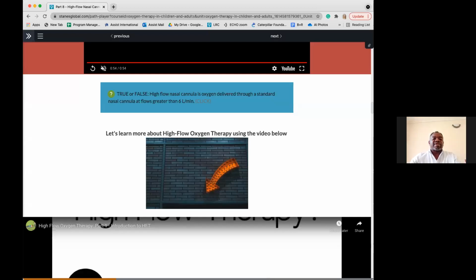There's a poll running. Your answer will be either true or false. If it's true, it means it's a standard nasal cannula. If it's false, it means it's a different type of nasal cannula. I believe all of us have seen this; it should be a straightforward question.